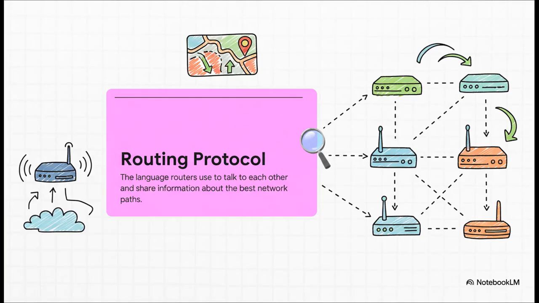See, a single router only knows about the networks it's directly plugged into. To learn about the rest of the world, it has to talk to other routers. And it does this using something called a routing protocol. The best way to think about this is like the router's own personal GPS app. Routers are constantly talking to each other, sharing updates about new roads, traffic jams, and the absolute fastest way to get from point A to point B.